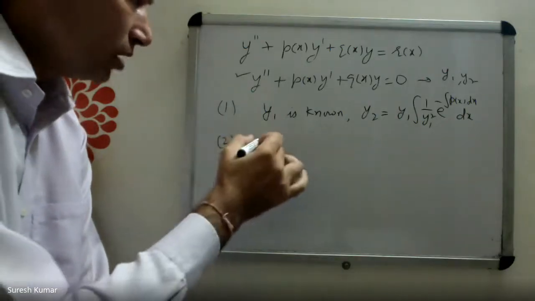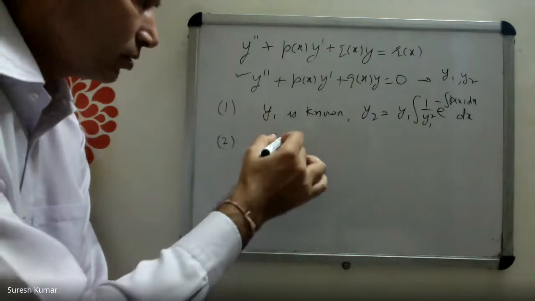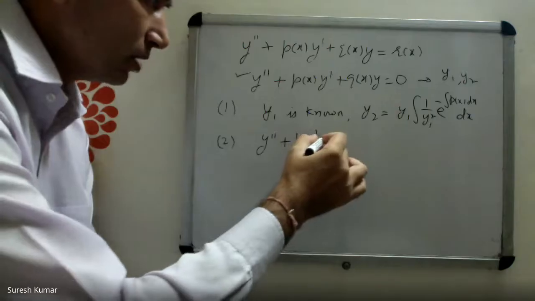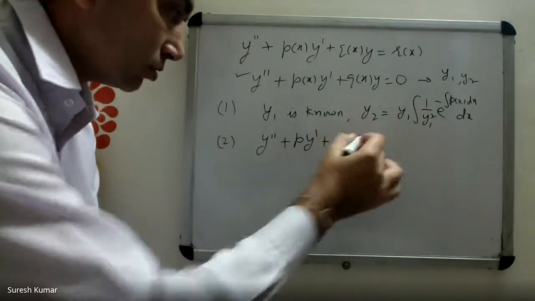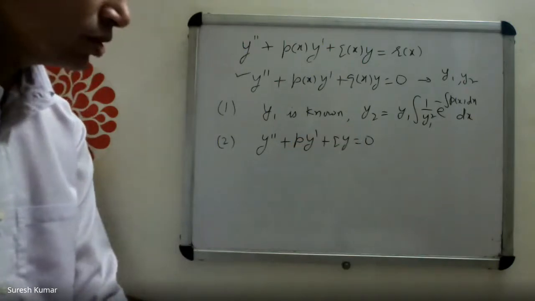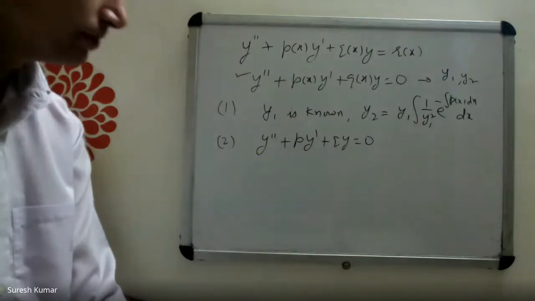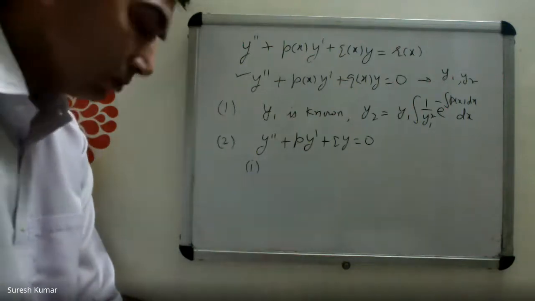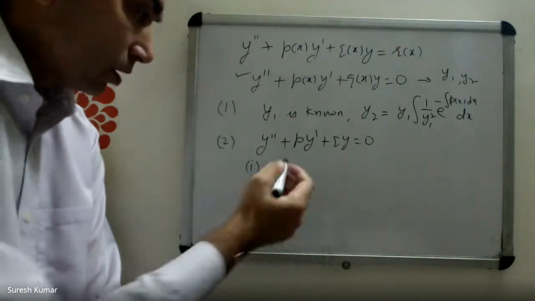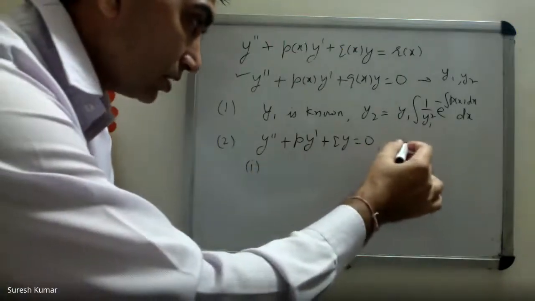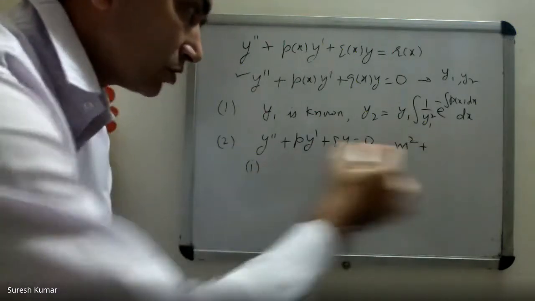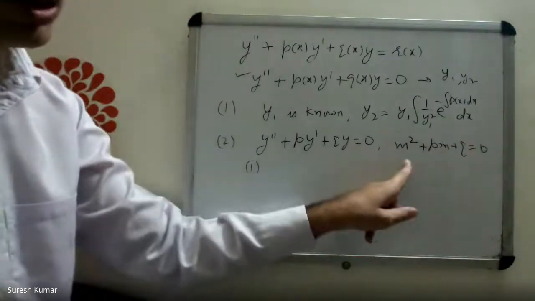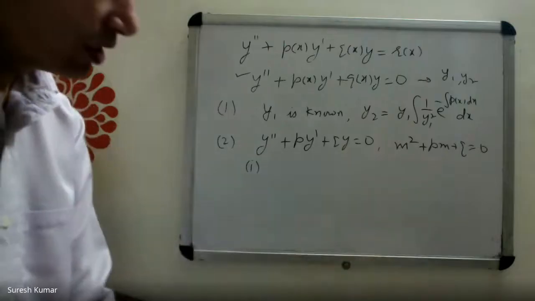Then you have learned the method for solving y double prime plus py prime plus qy equal to 0, the homogeneous differential equation with constant coefficients. There are three special cases, if you recall. What are those? First, you need to write the auxiliary equation m square plus pm plus q equal to 0. Depending on the roots of this equation, you have three cases.